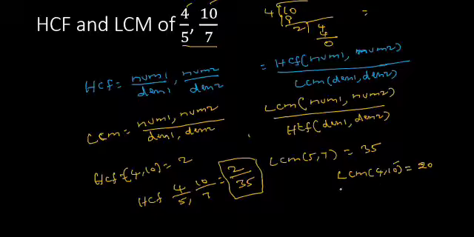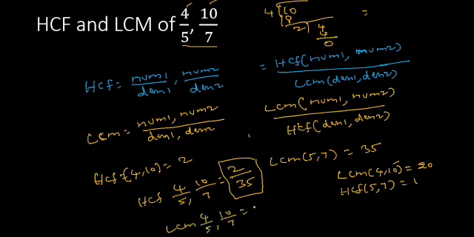Now the next one is the HCF of the denominators. 5 and 7 are the denominators. You cannot find any common factor between 5 and 7 except 1. So the HCF of 5 and 7 is 1. So the answer for the LCM of 4/5 and 10/7 is the LCM of the numerators, which is 20, divided by the HCF of the denominators 5 and 7, which is 1. So the answer is 20.